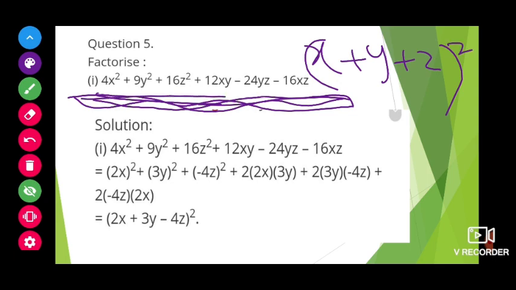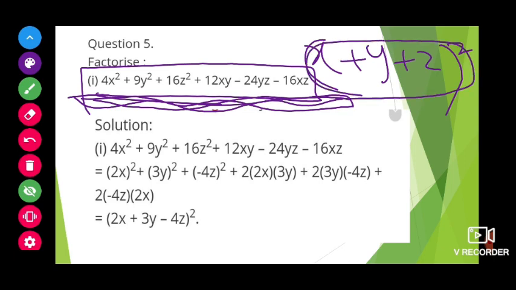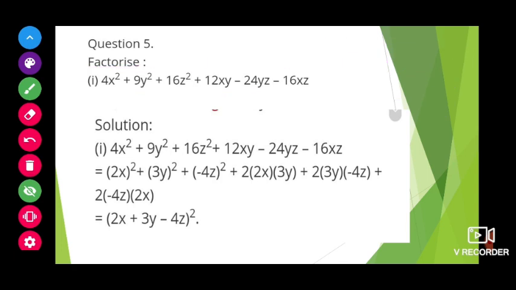So I will try to convert the given expression into the formula of this. What is that? x² + y² + z² + 2xy + 2zx + 2yz. Now I will try to convert. First, 4x² we can write (2x)². 9y² we can write (3y)², means x² over, y² over. 16z² we can write (−4z)².